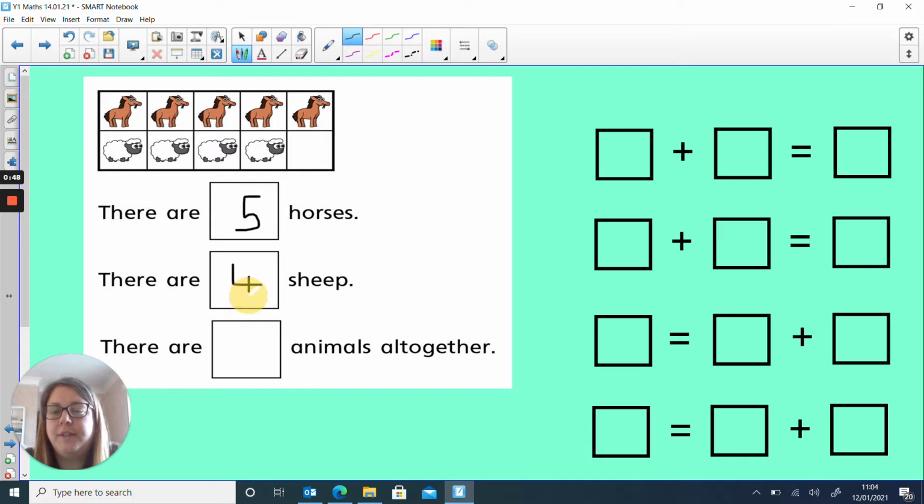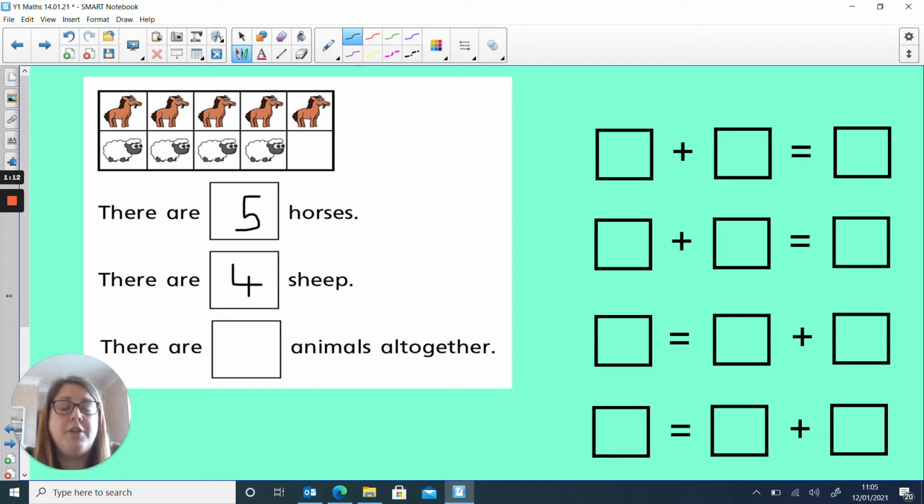And they're the sorts of things that we need to start getting used to and just recognising so that we're not having to count everything all the time. If you need to count, that is okay, but I want you to try and start recognising those little things because then it makes it a little bit easier when you move through and get onto trickier challenges. So we know there are 5 horses and there are 4 sheep. How many animals are there altogether?